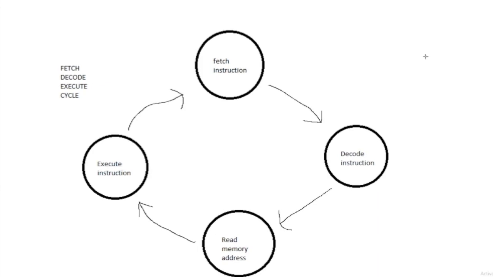What's up, guys? I will be discussing the fetch, decode, execute cycle. Basically, the CPU will start by fetching an instruction. It will decode that instruction, proceed to read the address from memory, and finally execute that instruction. It will repeat this cycle billions of times every second.